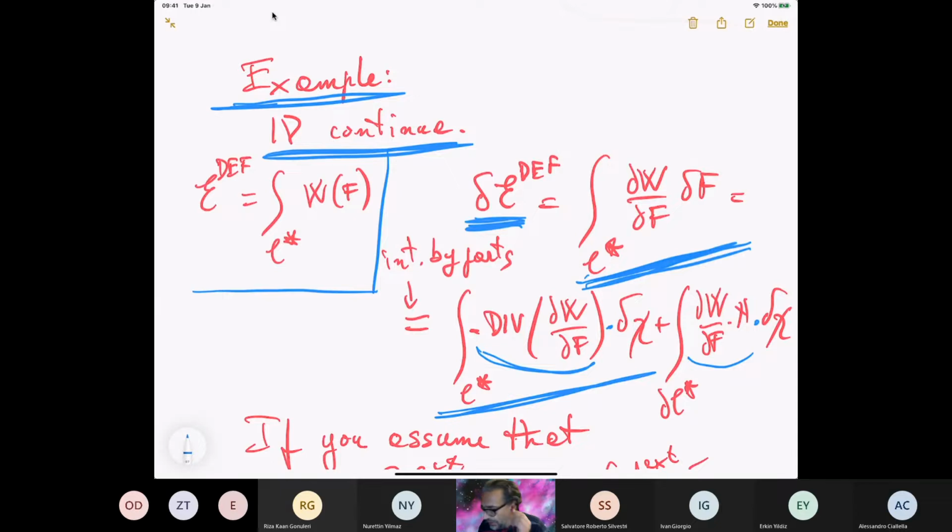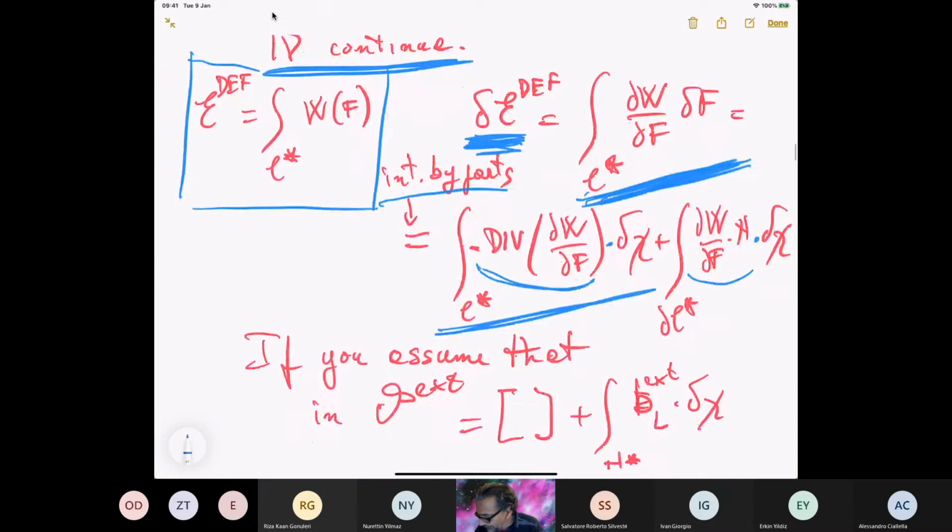For first gradient continua, what did we do? We have this deformation energy. Then we calculate the first variation of energy with this first step. Then you integrate by parts, and you get integral over C star of minus div of something dot delta chi, plus integral over the boundary of C star of dW/dF dot n, everything dot delta chi.